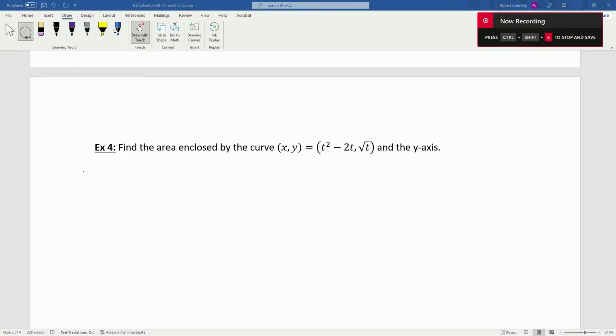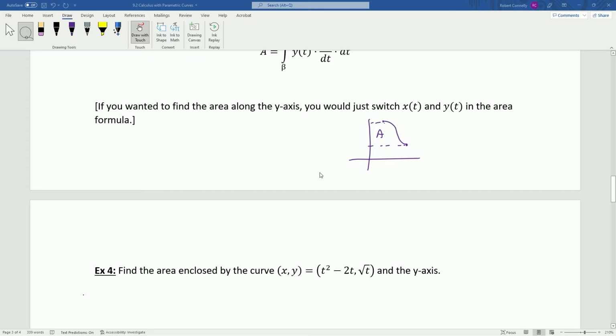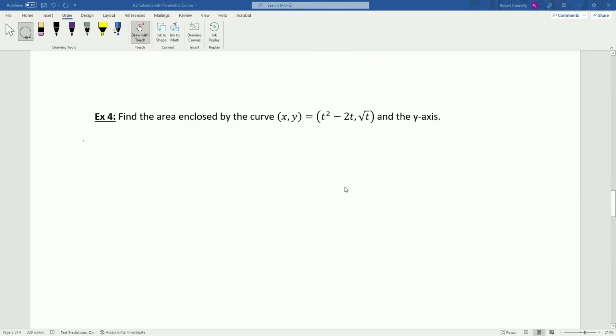Okay, so let's take a look at an example of these area problems. This one has something kind of tricky going on that we'll see in a moment. Now, the first thing to recognize, it asks us for the area enclosed by the curve and the y-axis. So as we mentioned here, that means we've got to switch x of t and y of t around, right? But that's actually not quite enough here, because if we just do that, we're not going to get the correct answer. We have to recognize that the curve we're looking at here is actually not going to be on the right side of the y-axis.